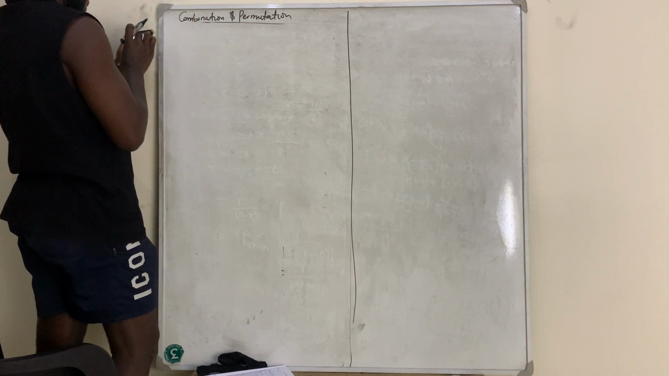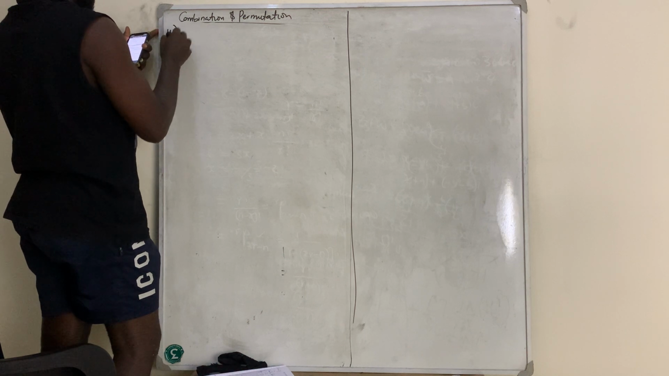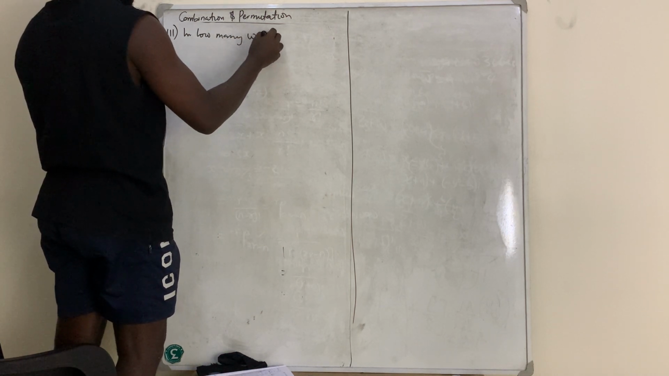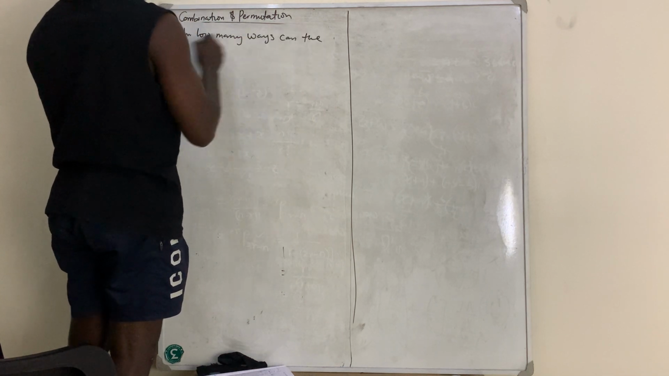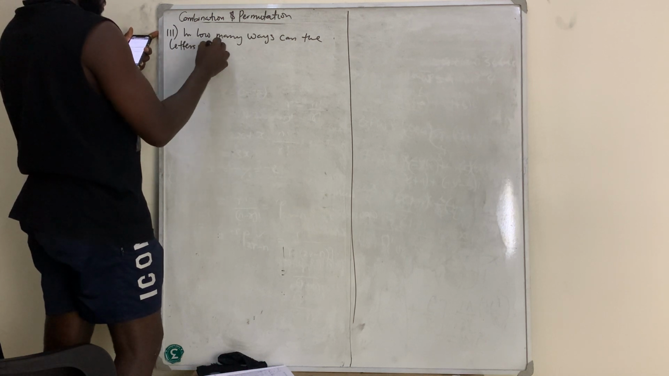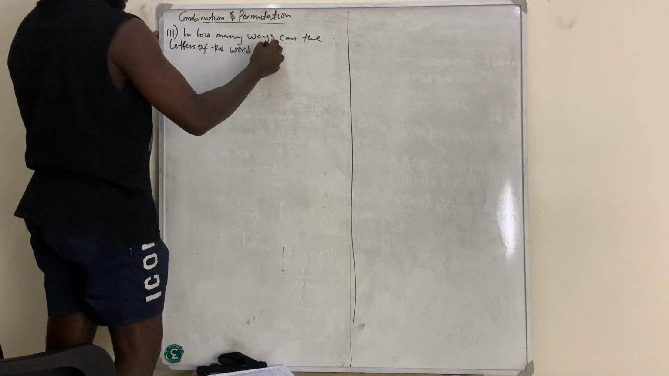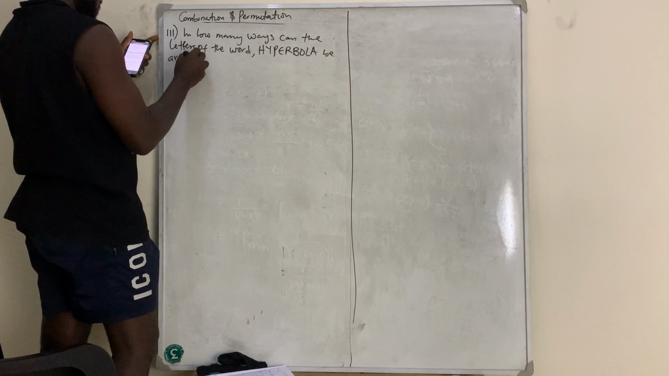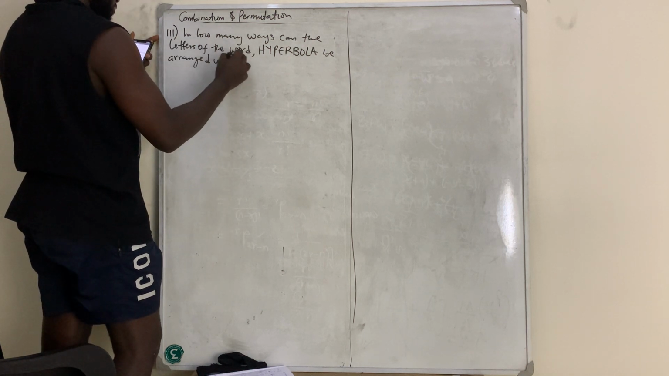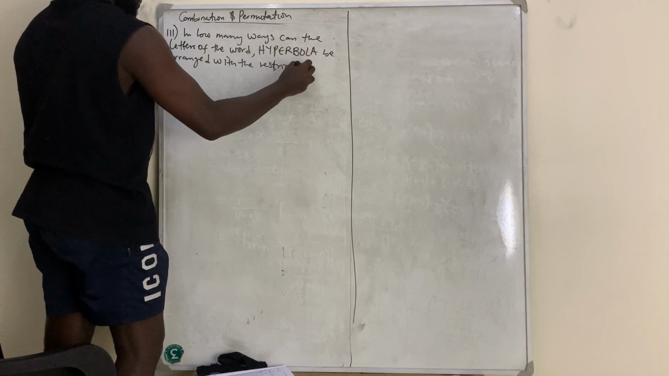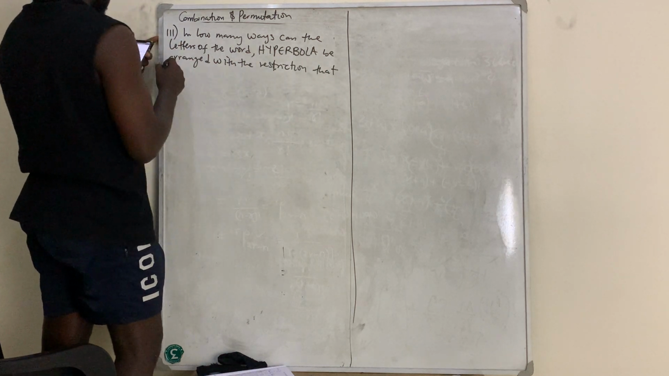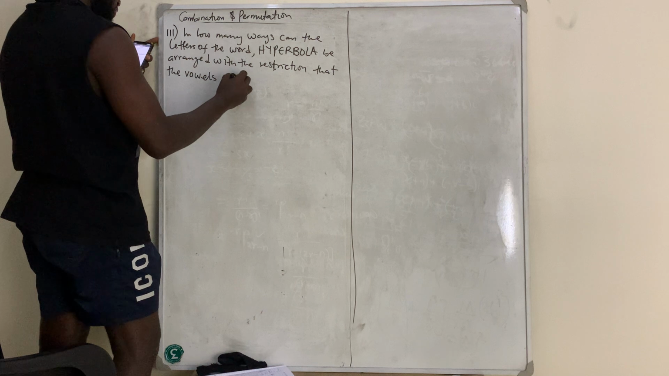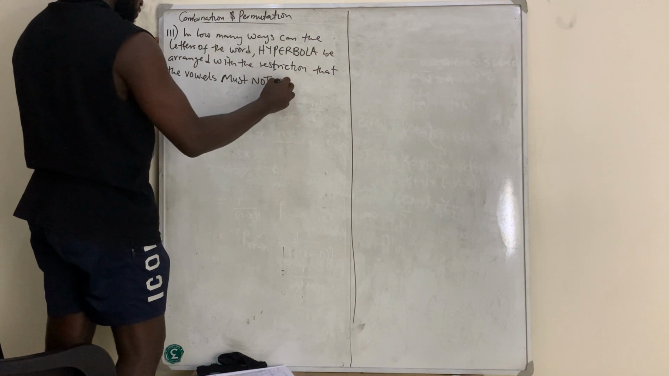Question number 111 said, in how many ways can the letters of the word hyperbola be arranged with the restriction that the vowels must not come together.